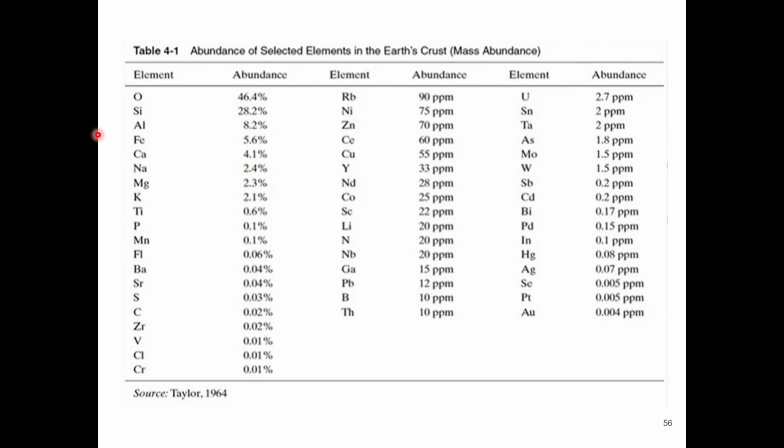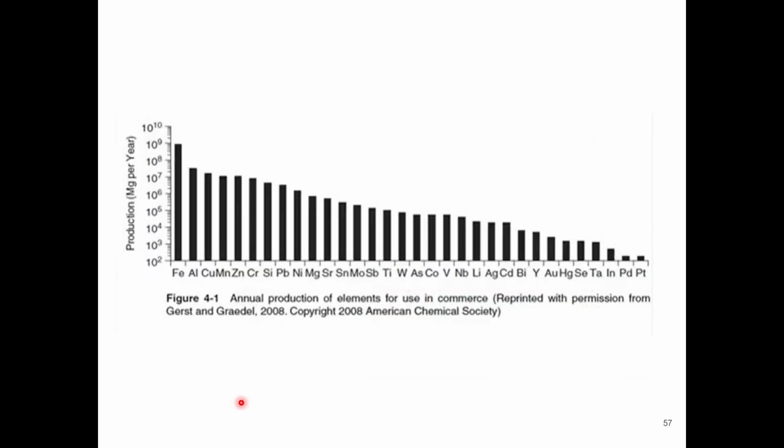Okay. So this is a table which shows the abundance of selected elements in the Earth's crust in terms of mass abundance. So you can see the elements here and the abundance here in terms of percentages and parts per million units. So these are the sources. The literature is Taylor 1964.